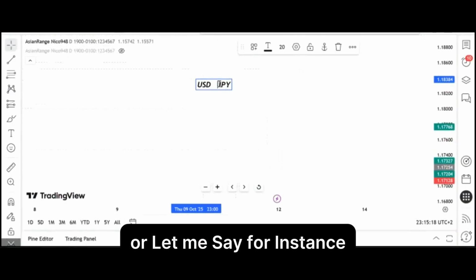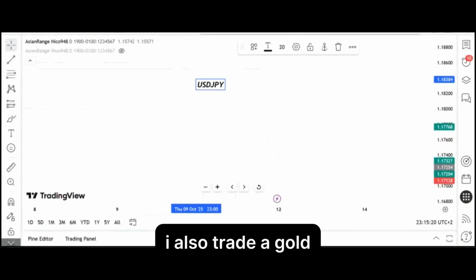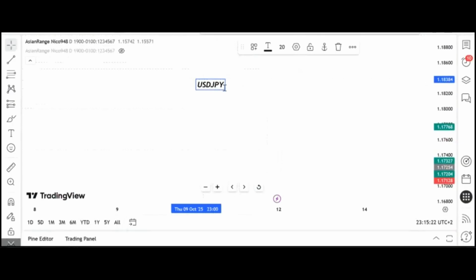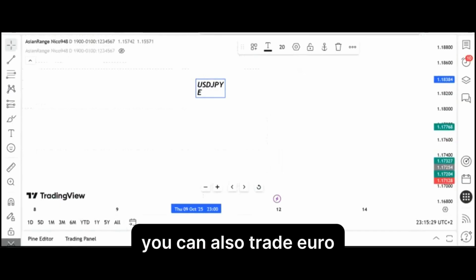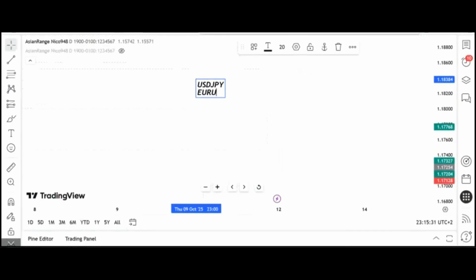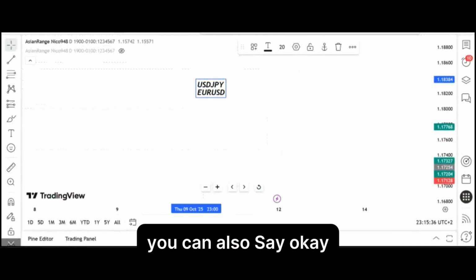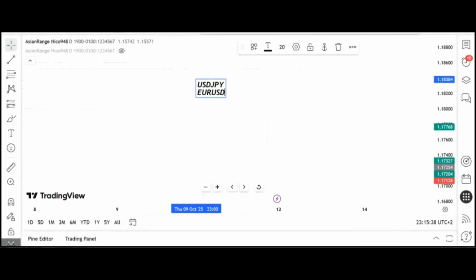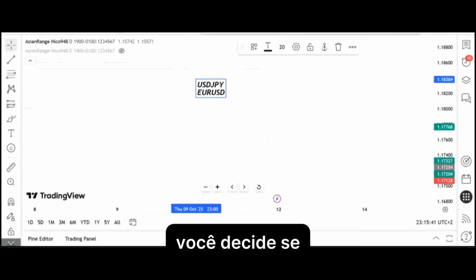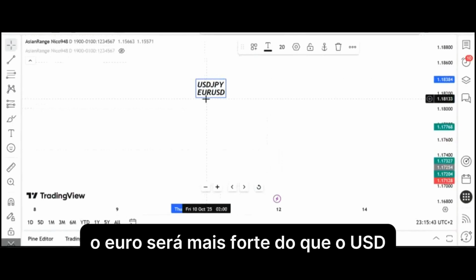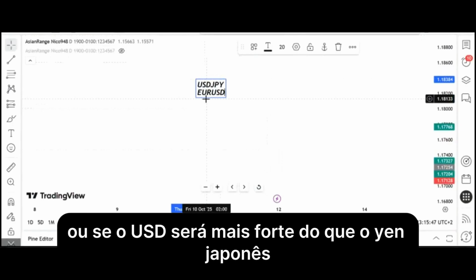Or let me say, for instance, I also trade gold, which I don't want to bring into this. Let's say Euro USD. You can also trade Euro USD. You can compare these two currencies together, and then you decide to buy or sell. You decide whether the Euro will be stronger than USD, or whether USD will be stronger than the Japanese yen.